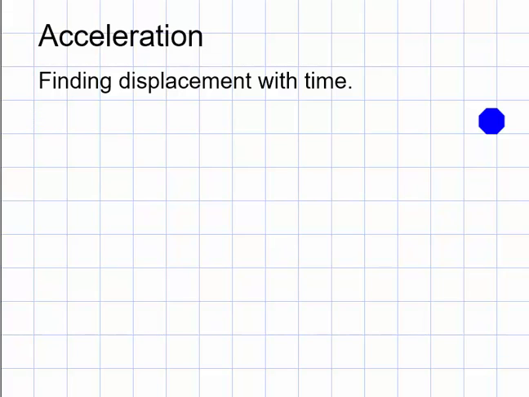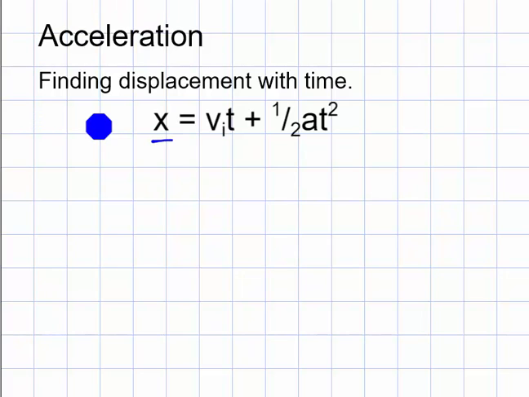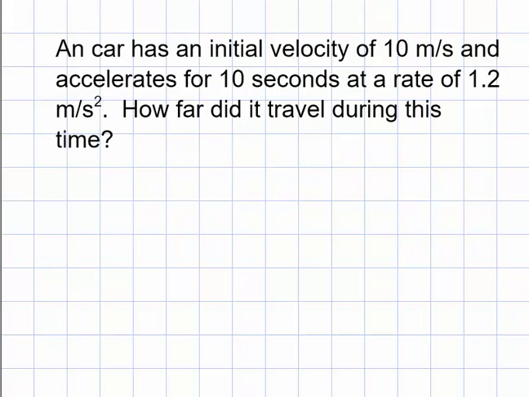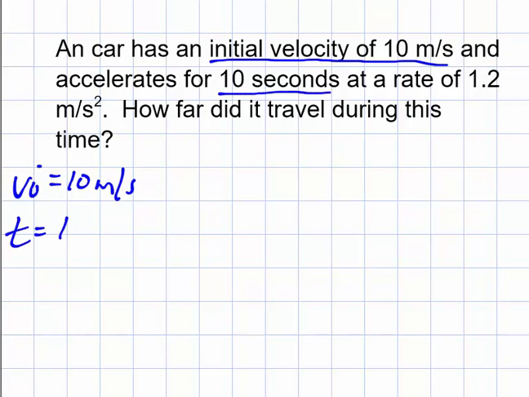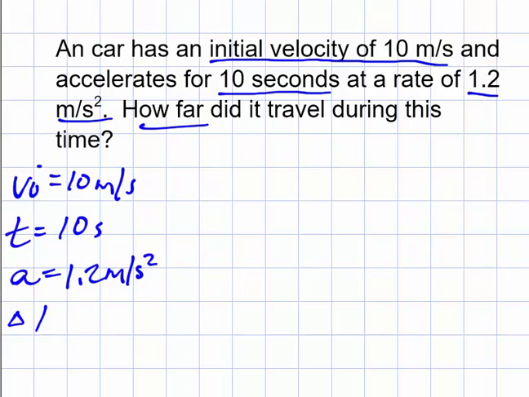So our next formula is finding displacement with time. Notice I have my displacement, my initial velocity, and my acceleration times time. So what's missing in this one? Notice there is no final velocity. So we're going to do this one without a final velocity. The car has an initial velocity of 10 meters per second. And it accelerates for 10 seconds, so there's my time, at a rate of 1.2 meters per second squared. So that's my acceleration. Pay attention to the units. They will tell you what the value is. So how far did it travel? I'm going to try to find my delta x.